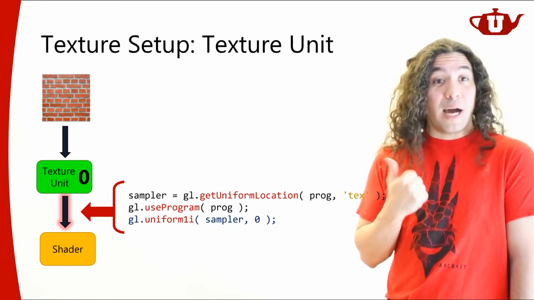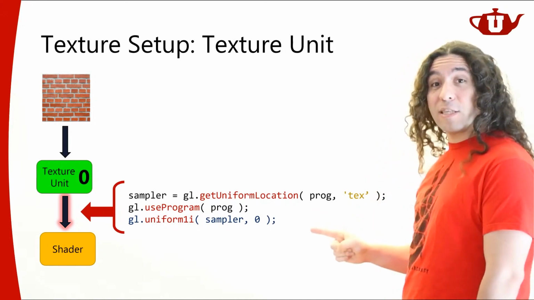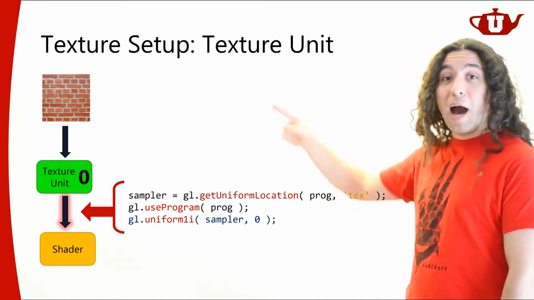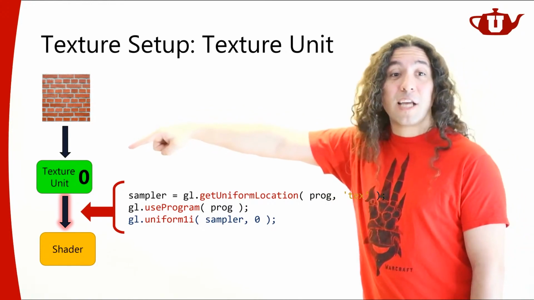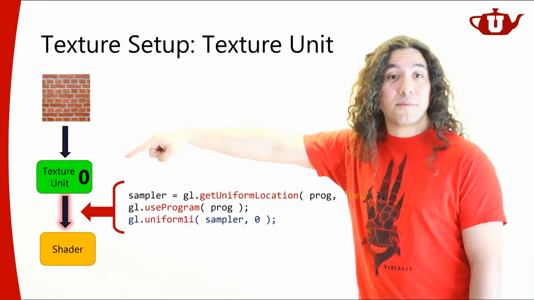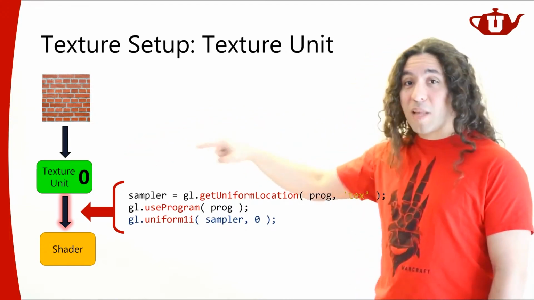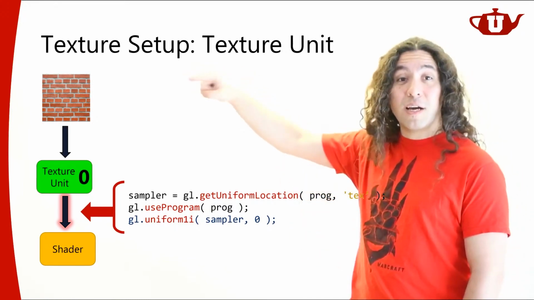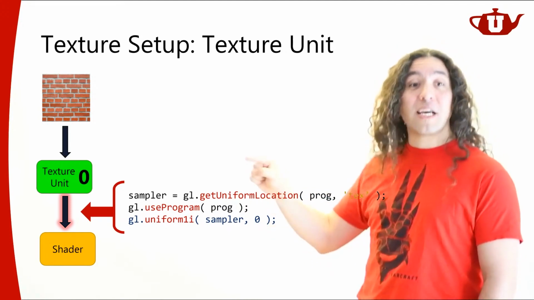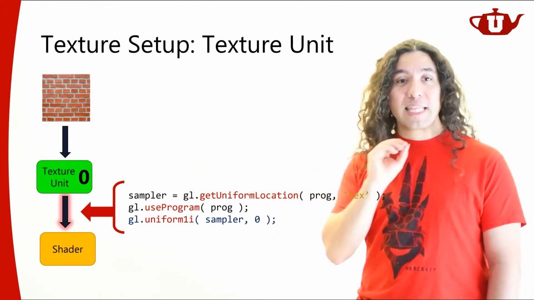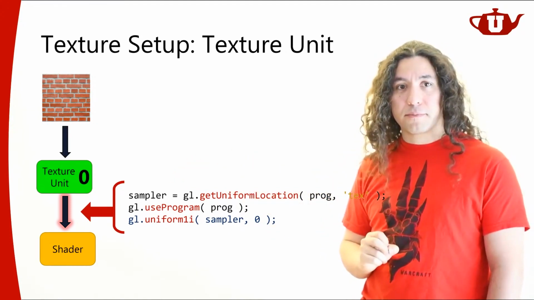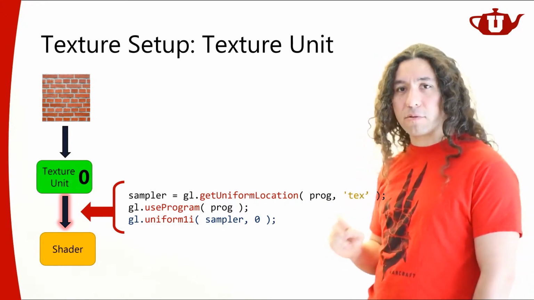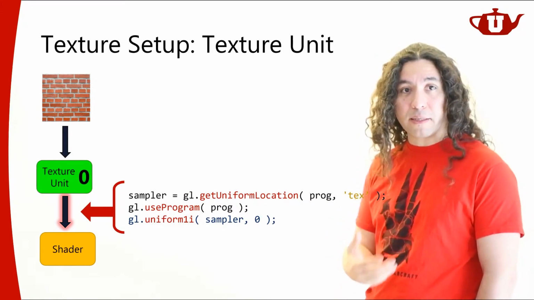Remember, I had my texture. That's not what I did. I set it to 0 because I am using texture unit 0, right? So I am not connecting this sampler to my texture. I am connecting it to my texture unit. That is the tricky part, right? And that's the part that you need to think about. You need to be careful about when you're implementing this.